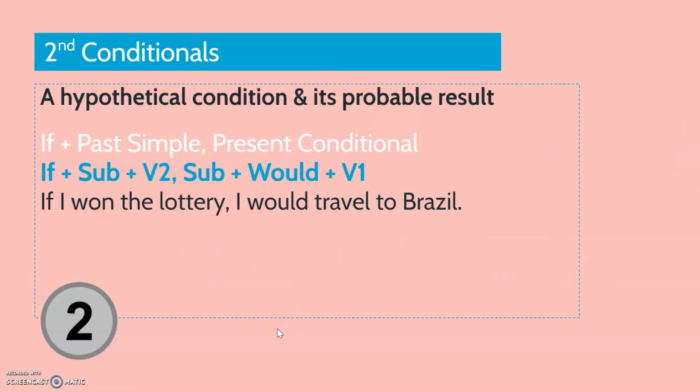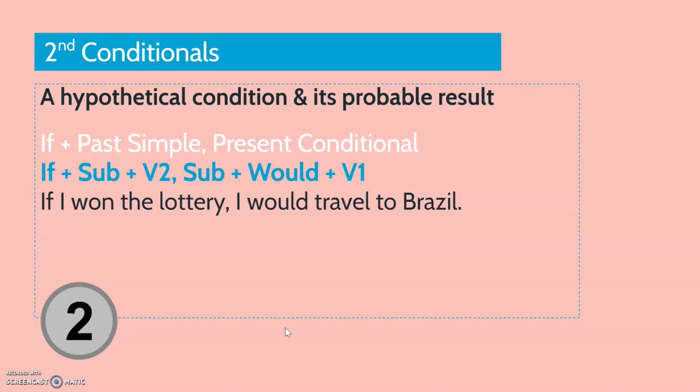Second conditional is a hypothetical condition and its probable result. So something less likely to happen, something less realistic. If I won the lottery, I would travel to Brazil. Yes, if I won the lottery, I would travel to Brazil. But winning the lottery is not something that happens every day. It's not such a realistic thing. But if you want to talk about hypothetical, this is how we do it.